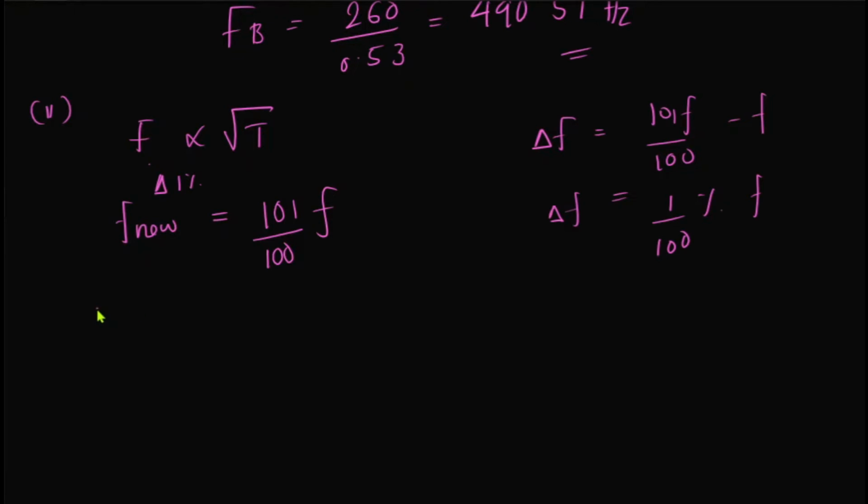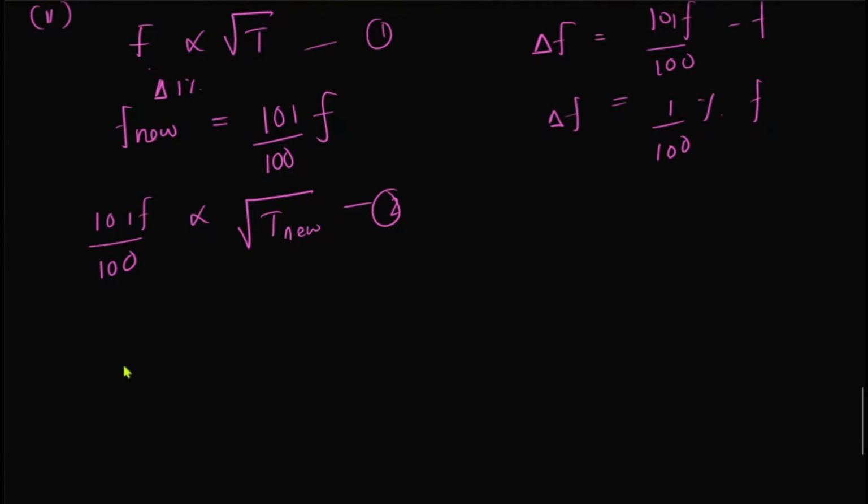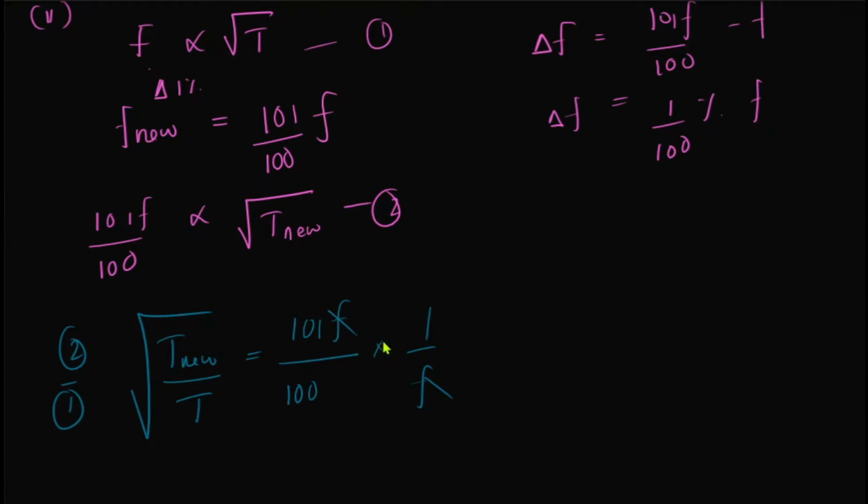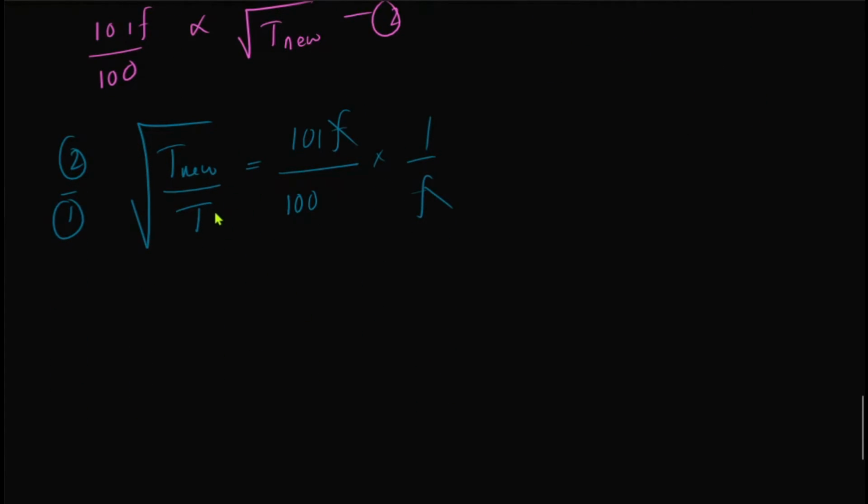Let's assume when the new frequency is this, the tension that we need is T new. To obtain this much of a change in frequency, the new tension should be this. This is the first equation, this is the second equation. You just have to divide the second equation by the first equation. You will get T new over T is equal to 101F over 100 into 1 over F. This cancels, so if you square both sides, you are going to get T new is equal to 1.02 old tension.